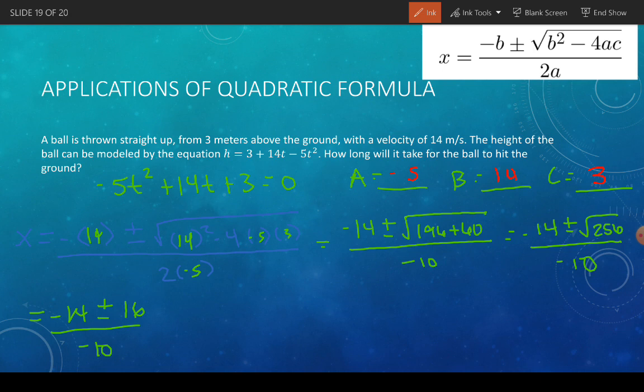Okay, so now we have two equations that we can set up. The first one is going to be negative 14 plus 16 divided by negative 10. And the second one is going to be negative 14 minus 16 divided by negative 10. So our two solutions are going to be negative 1 over 5 seconds or 3 seconds. Well, we can't have negative time, so that means our only solution to this word problem is going to be t equals 3 seconds.